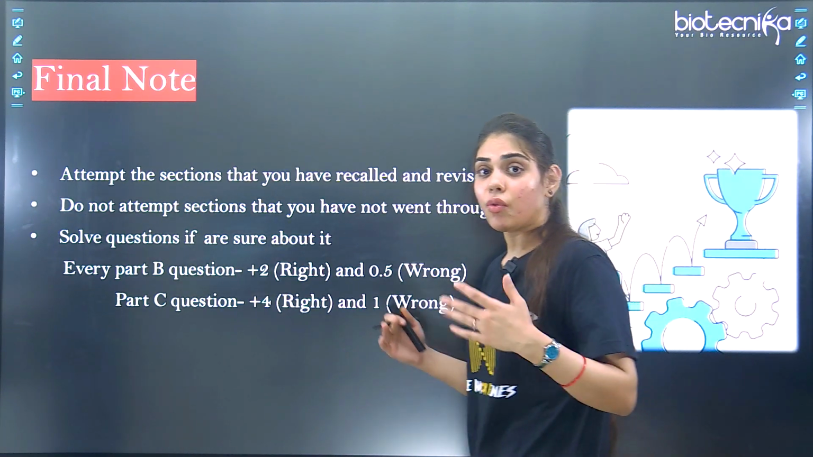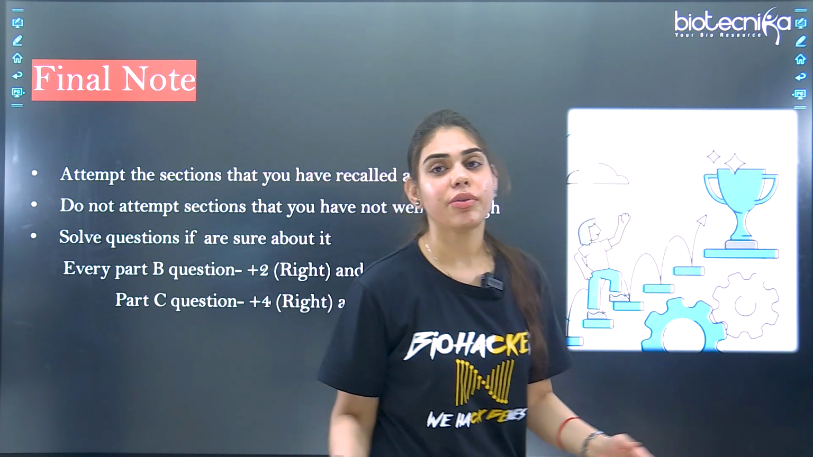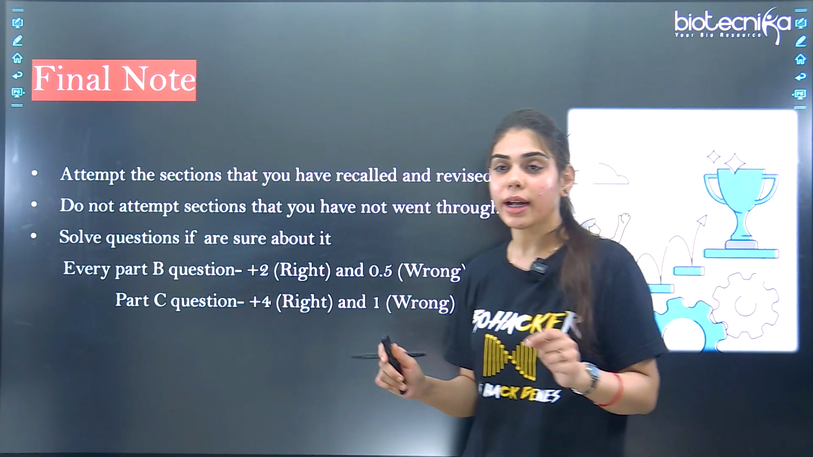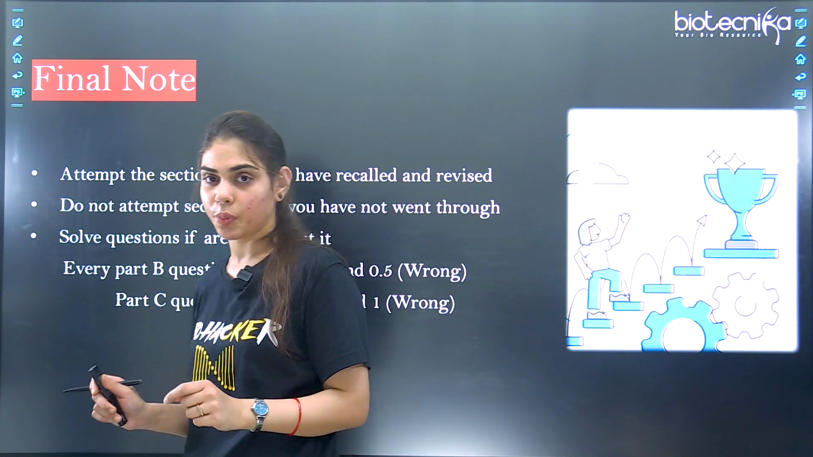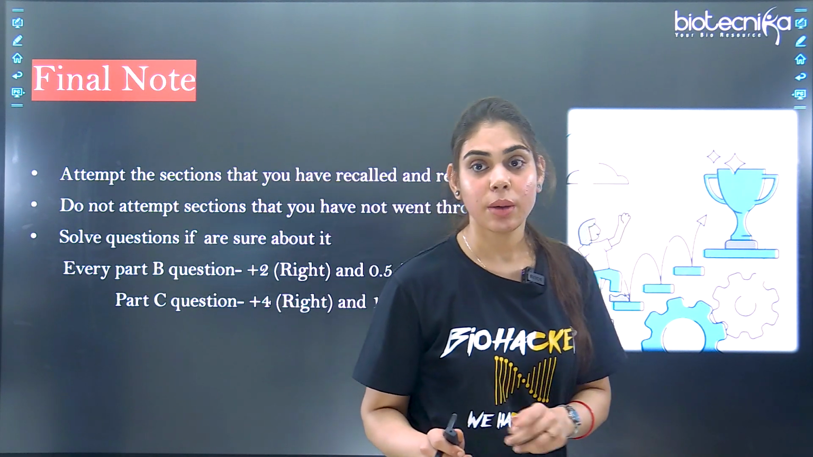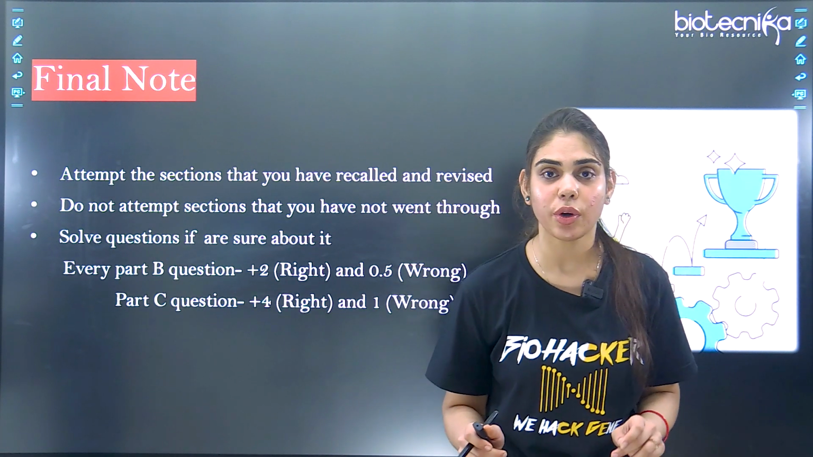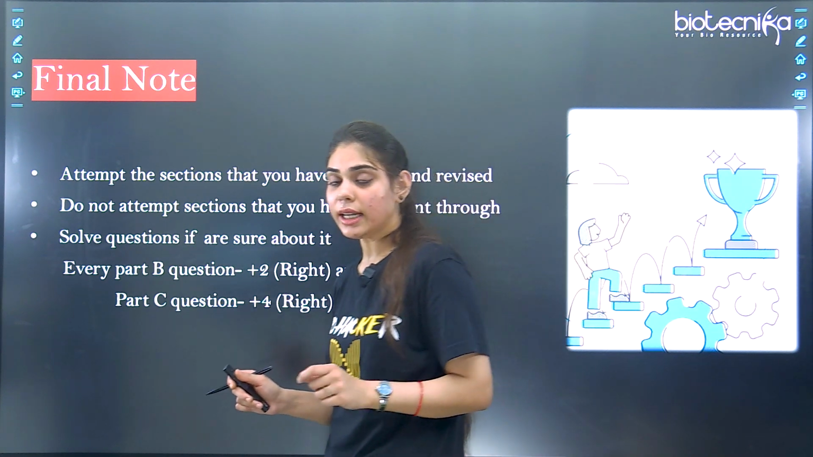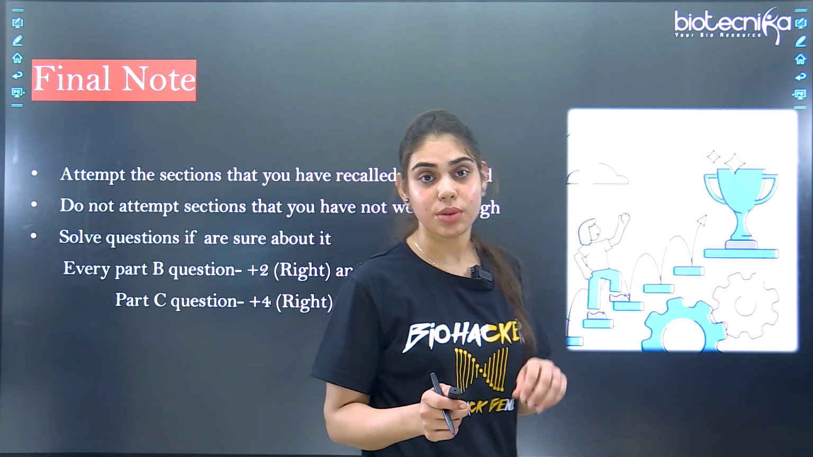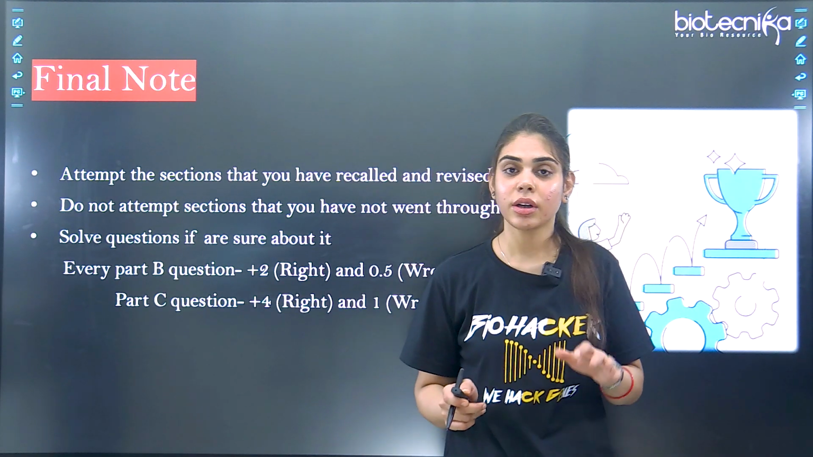So what is the final note for today's lecture? I would like to suggest to all of my friends to attempt only those sections that you have already recalled and revised. Do not attempt sections that you have not gone through. Always solve a question only if you are sure about it, because for every Part B question there is +2 for a correct answer and -0.5 if you get it wrong, and for Part C it is +4 for every right answer and -1 for every wrong answer. So you should make a final note that you should only attempt those sections that you are really confident about.